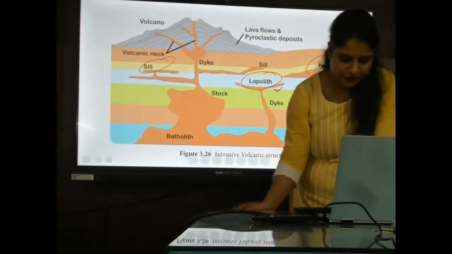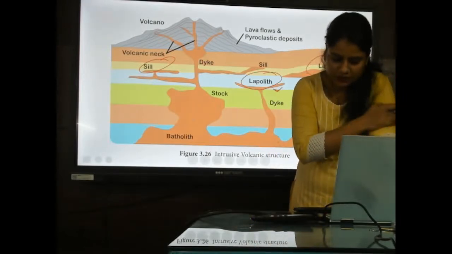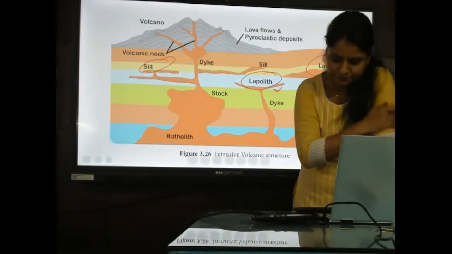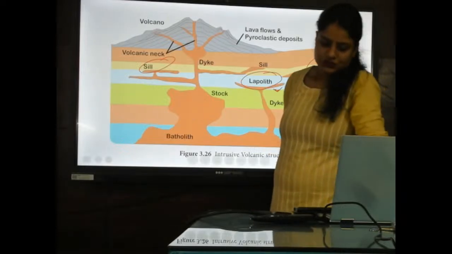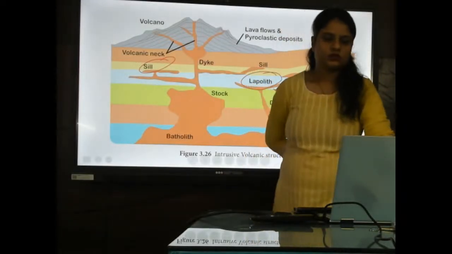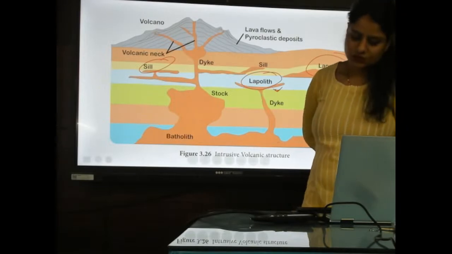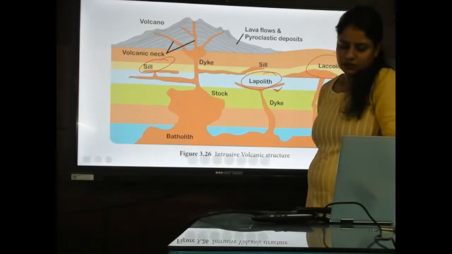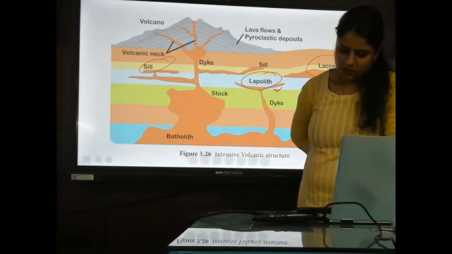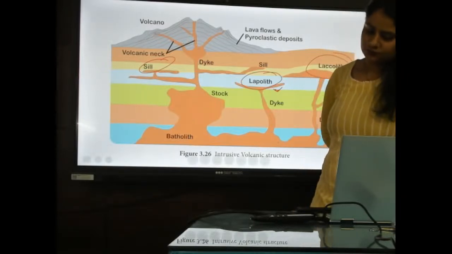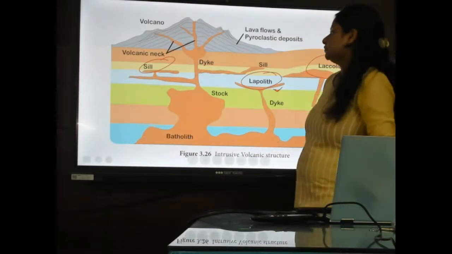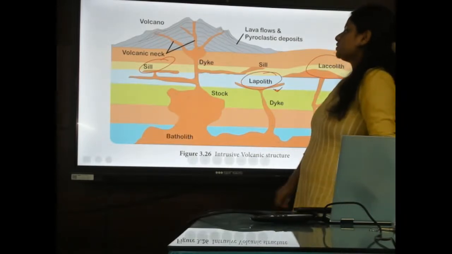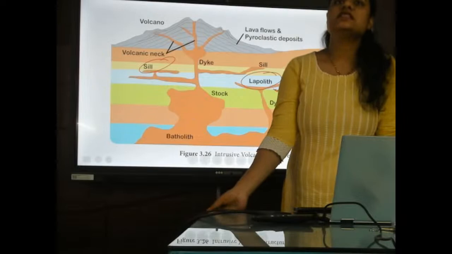It is a solidified sheet-like horizontal lava layer. A horizontal lava layer inside the earth.